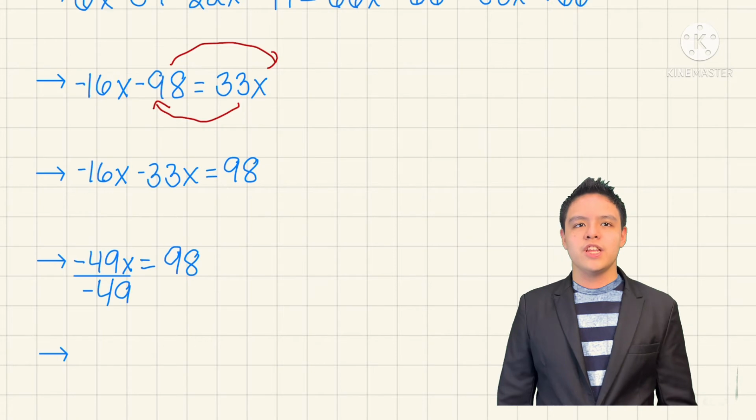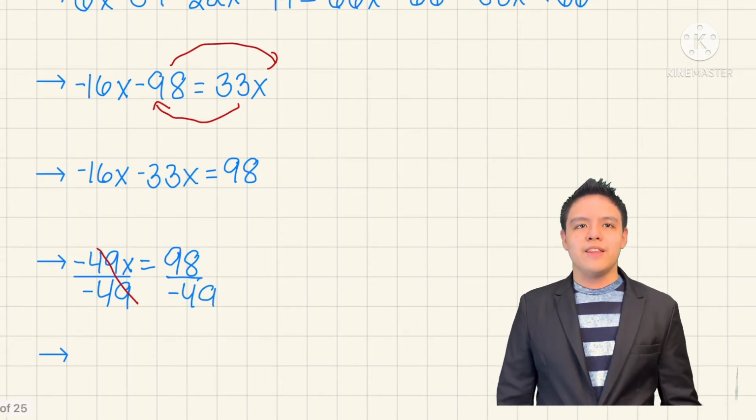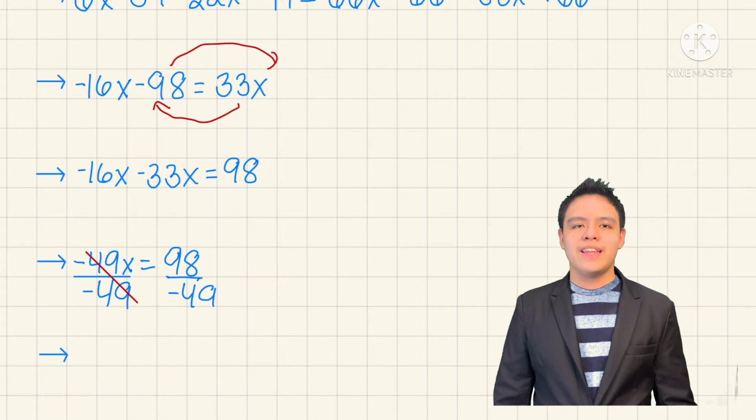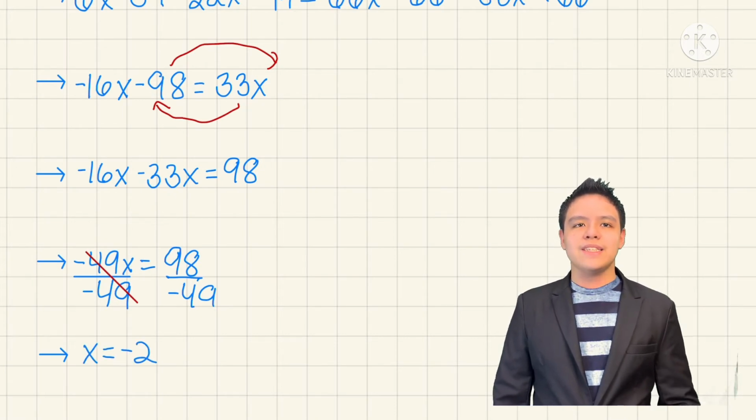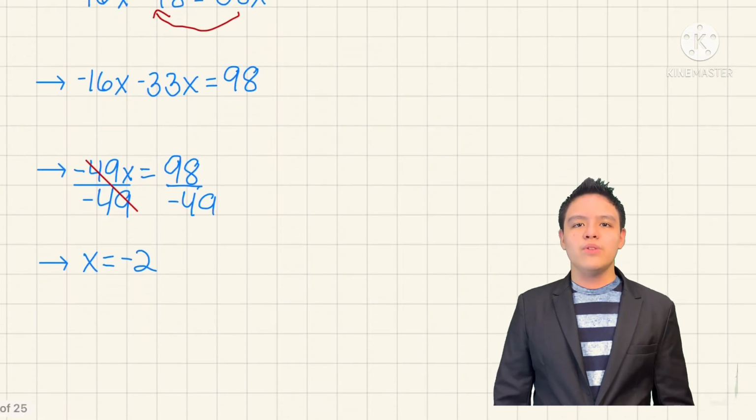Divide by the coefficient of x, which is negative 49 to both sides. Negative 49 will get cancelled and x will be left alone. 98 divided by negative 49 is negative 2. And now we know the value of x, which is negative 2.